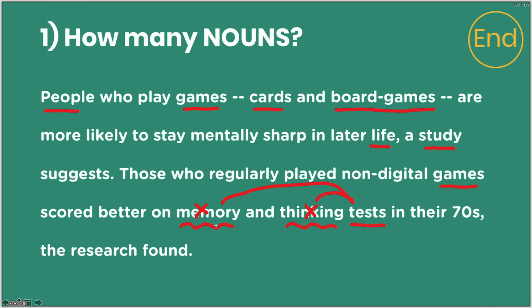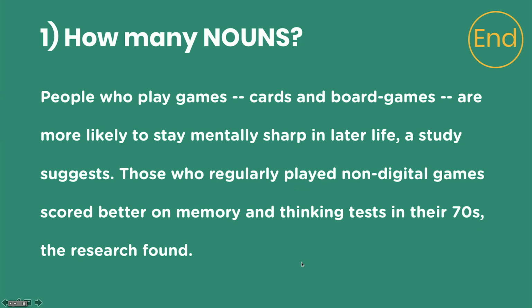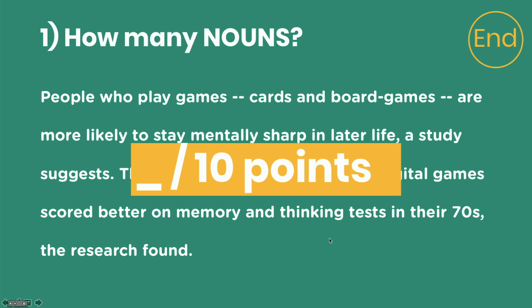If you looked at them by themselves, you could say, yes, that's a noun, but here it's functioning or it's playing a role as an adjective. But tests certainly is, 70s is, and research is. So in total, we have 1, 2, 3, 4, 5, 6, 7, 8, 9, and 10. So how many did you get there? Because that was out of 10 points. Let's move on to the next one now.